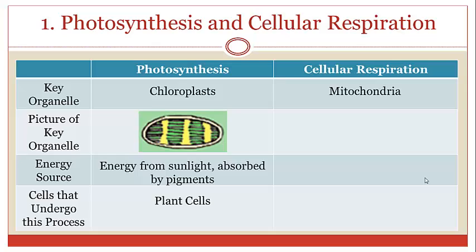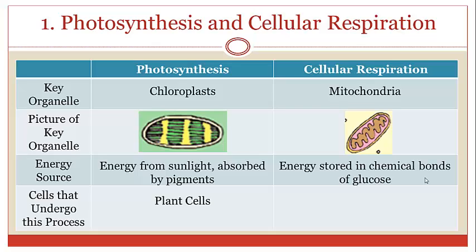For cellular respiration, the key organelle is the mitochondria. So here is a mitochondria. The mitochondria takes the energy stored in the chemical bonds of glucose and breaks that glucose down to produce ATP, which is usable cellular energy. This happens in both plant and animal cells.